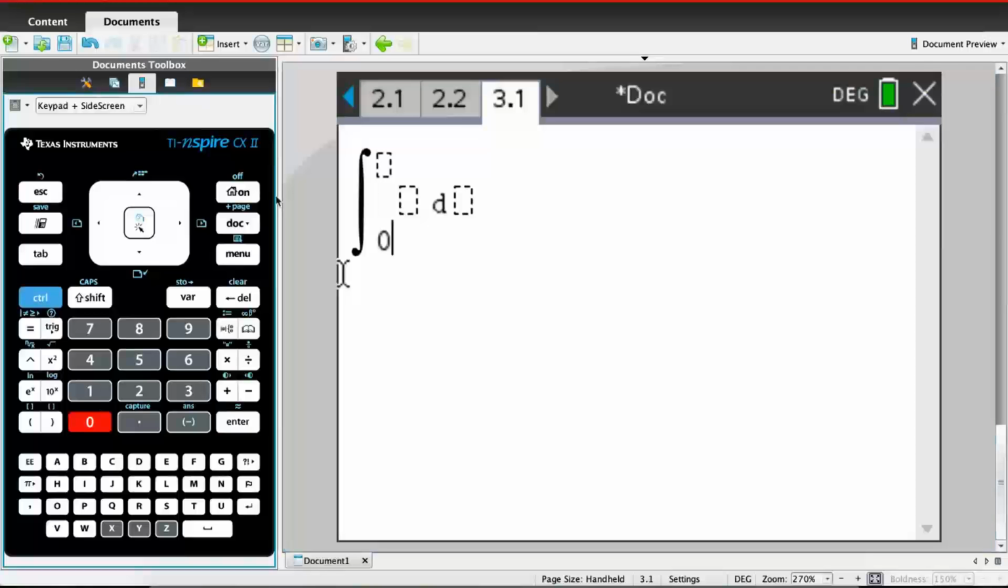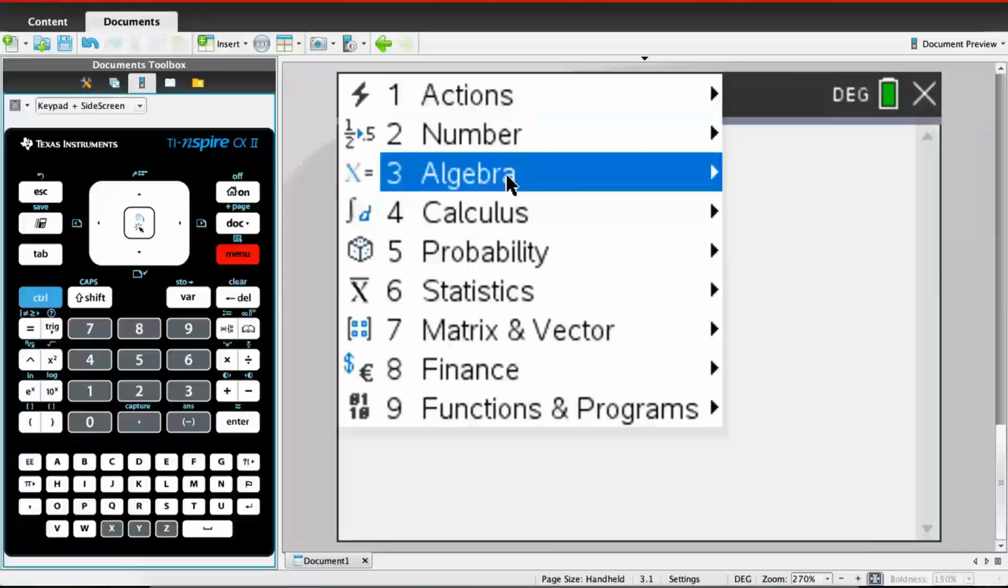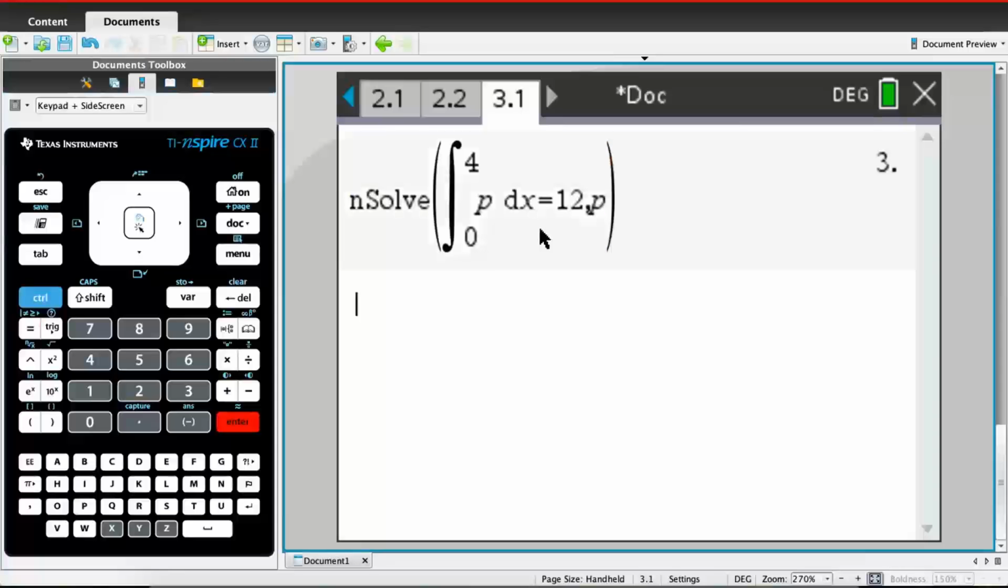My interval is from 0 to 4. Let's call it p because it's just an unknown. Oh, I want to solve this actually, so dx. I'm trying to solve this equation. Sorry, I should have started out with this. Algebra, numerical solve, is equal to 12, and I'm solving for p. It tells me that the value of that unknown is actually 3.